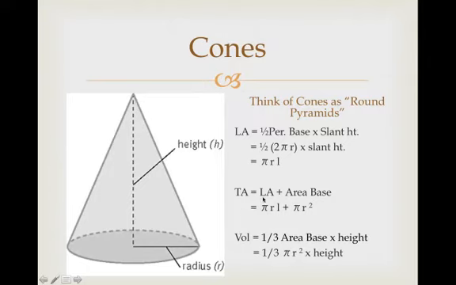Total area is equal to the lateral area plus the area of a base. So we're going to bring down the pi rl to represent our lateral area, and then the area of the base will always be a circle, so that's just pi r squared.